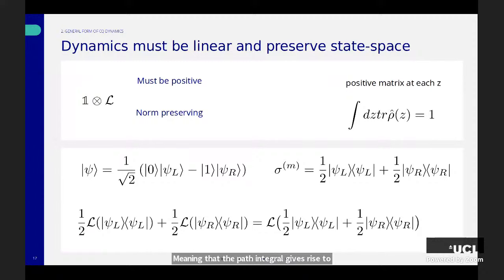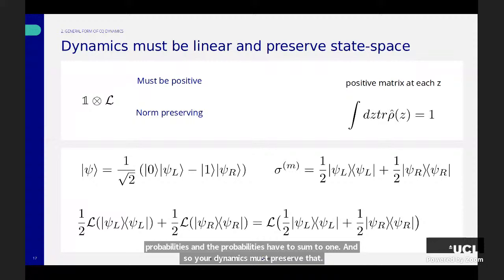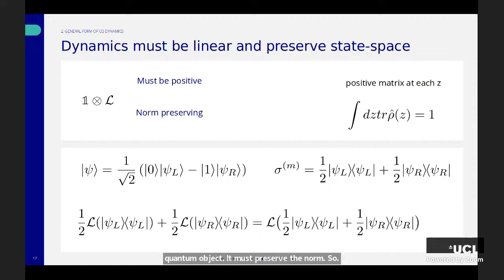And why do we demand that the dynamics be completely positive trace preserving? Well, because we have a state space. And as I mentioned, in that state space we have to have positive probabilities, and the probabilities have to sum to one. And so your dynamics must preserve that. So it must preserve the positivity of this classical quantum object. It must preserve the norm. So we say completely positive norm preserving. And then finally, it must be linear. And it must be linear in order to respect the statistical interpretation of the density matrix. It's something we can talk about later, but essentially we want our system to behave well on probability distributions.